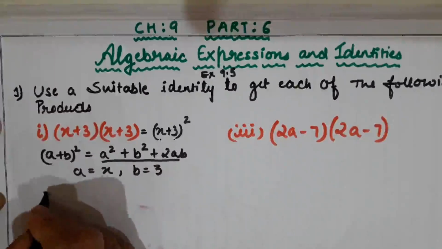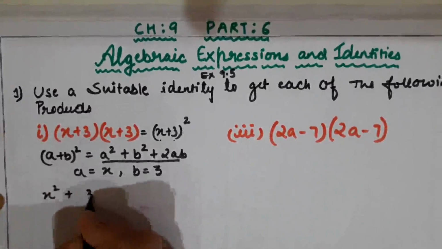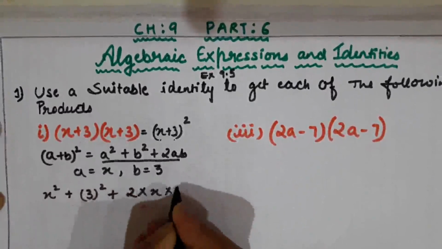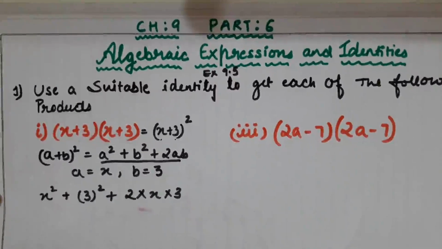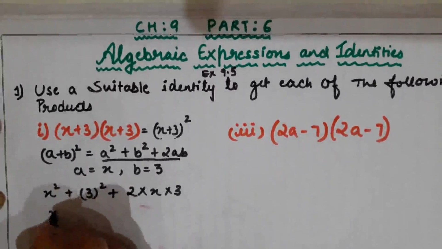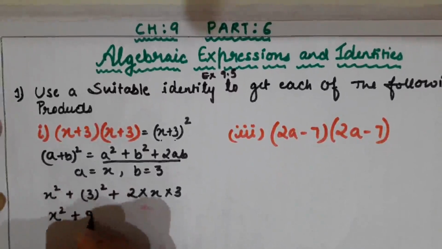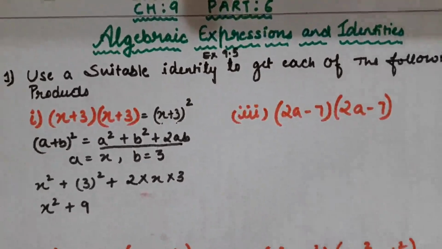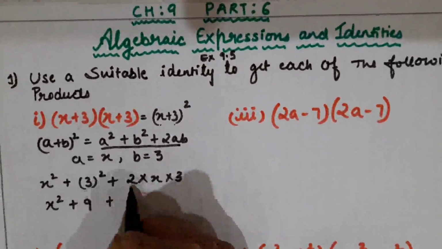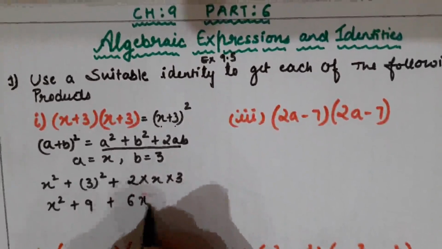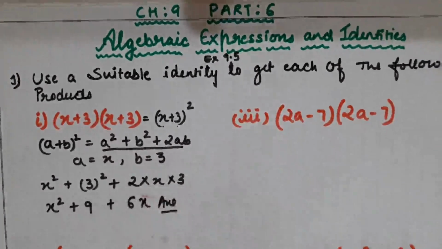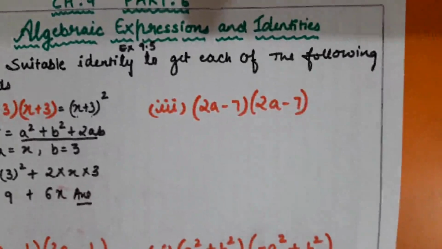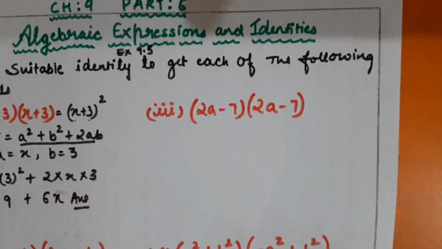a² means x², b² means 3², plus 2 into x into 3. Okay, now x² + 9 + 2 into 3 is 6x. So this will be your answer. Okay, now let's see next part. So second part we are skipping, so it is based on the first part only.